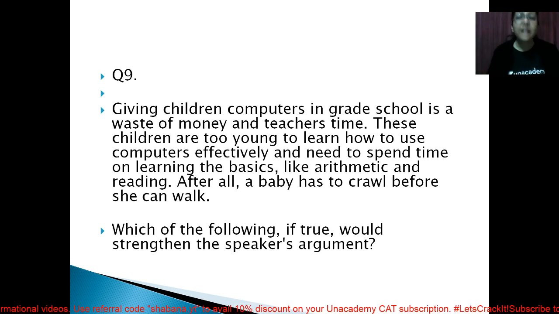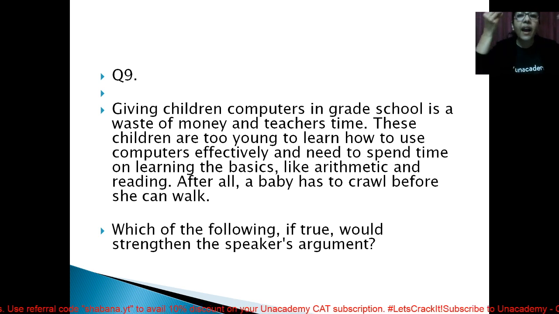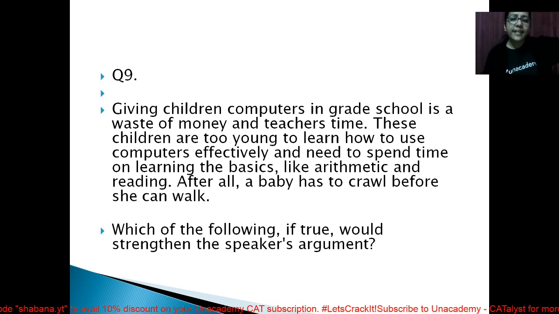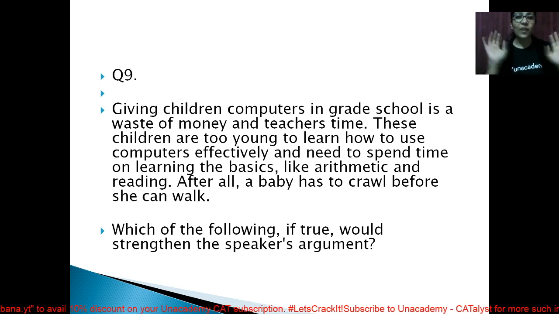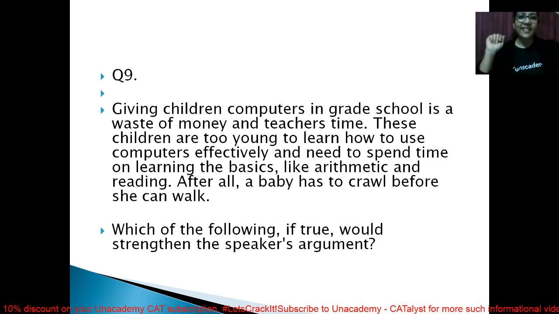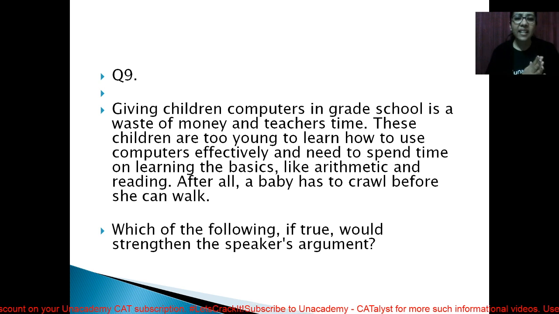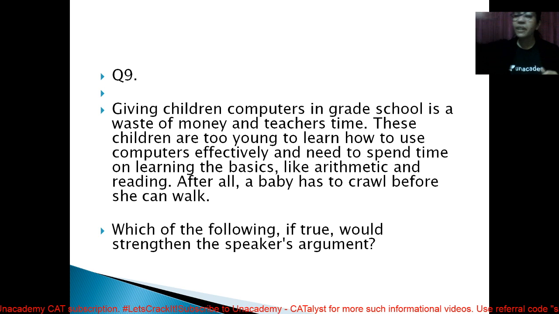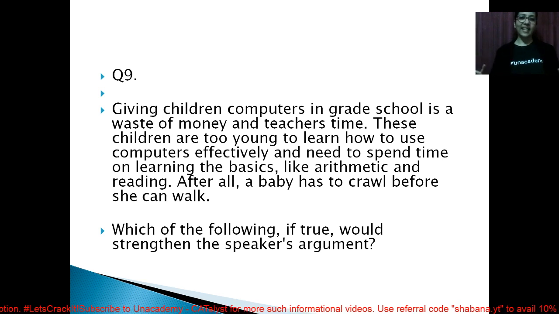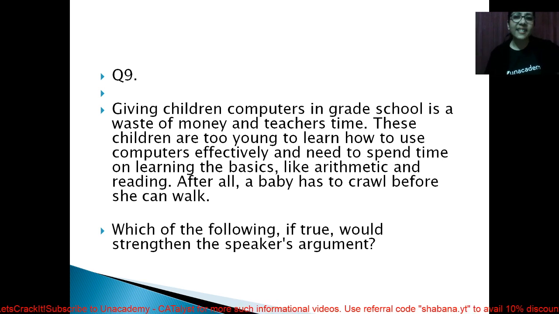Conclusion is the assertion. The one who is making the claim. The conclusion will be either the first line or the last line. Take down this tip. Either the first line or the last line. In this case, the last line is an example, an analogy, a comparison with a baby. That cannot be your assertion. That cannot be your claim, guys. So the claim is your first line.